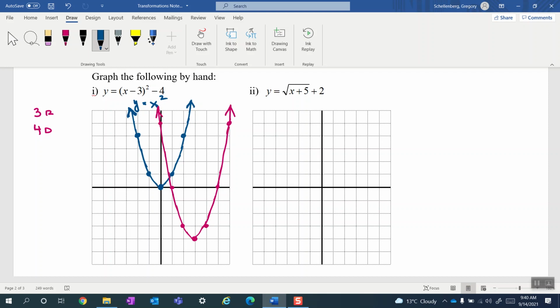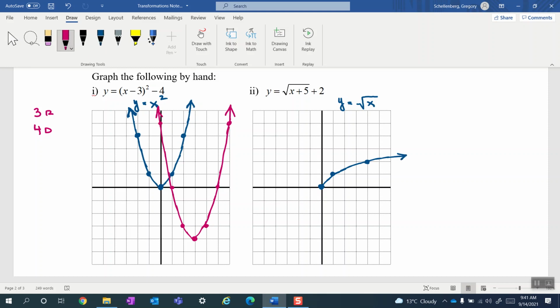Okay, next one. Again, we could create a table of values, but what I want us to do is identify that the basic underlying function here is y is equal to the square root of x. Okay, and we want to get to the place where we can draw these basic functions without creating a table of values. Okay, so the square root of x, our basic radical function, is the top half of a sideways parabola. Okay, so there's our base function there.